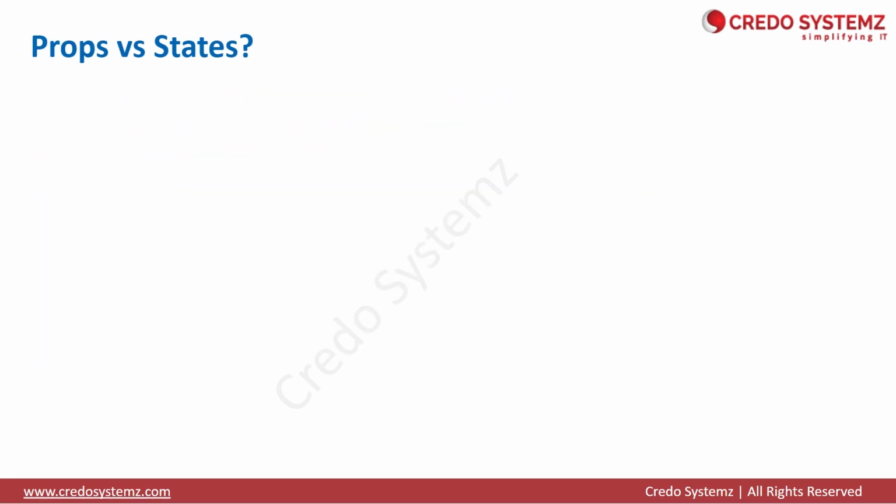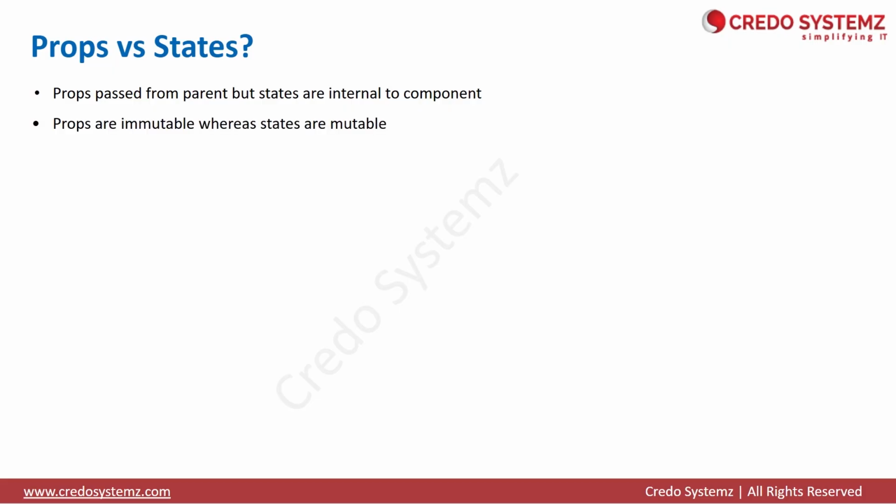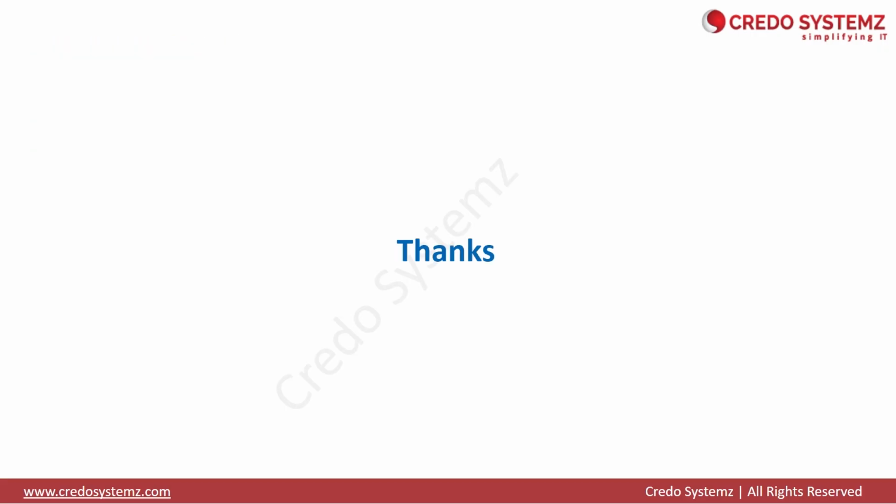Next, what is the difference? We already discussed the difference. Props can be passed between components from parent to child, but state is not for passing data. State helps you maintain the data within the component. Next, props are immutable. Once the props are created, you cannot modify them. But in the case of state, you can. That's all about state, and that's it for this video.